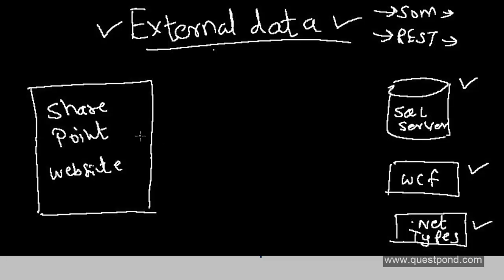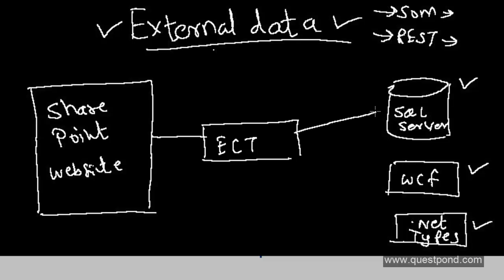In order for SharePoint to go and fetch data from these data sources, the first thing SharePoint needs to understand is the structure of the external storage. Where is the external storage located? In other words, it needs some kind of metadata which helps it understand what the external storage looks like. For that, SharePoint uses something called ECT. ECT means external content type.